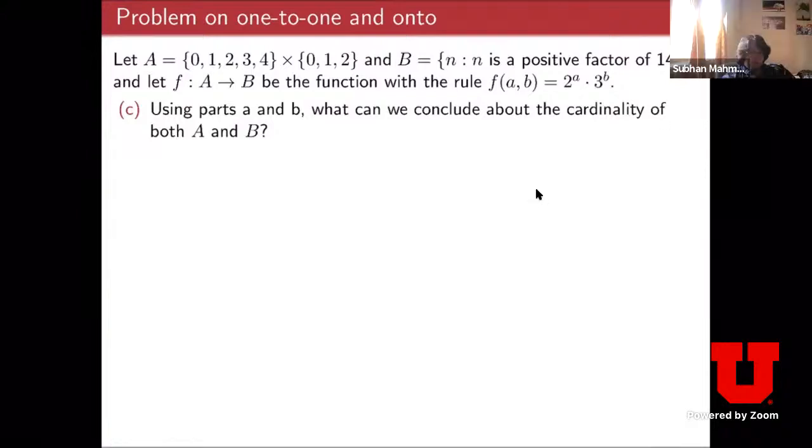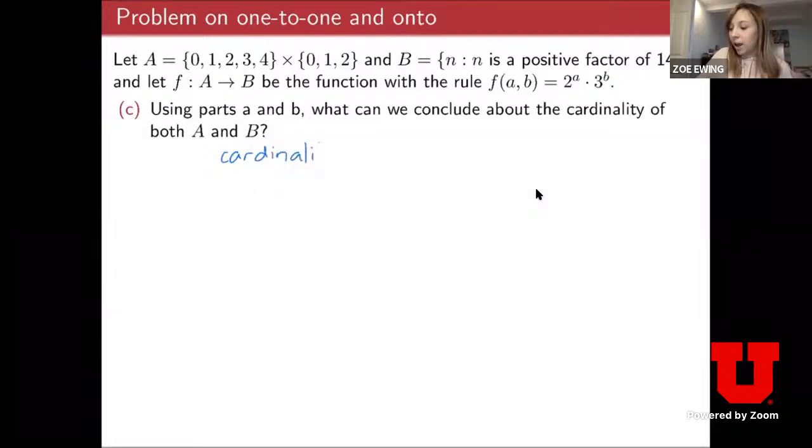It's the size, right? Yeah, cardinality is how many elements are in a set. Okay, so does anyone want to take a guess at what we can say about the cardinality or explain how they got to that answer?